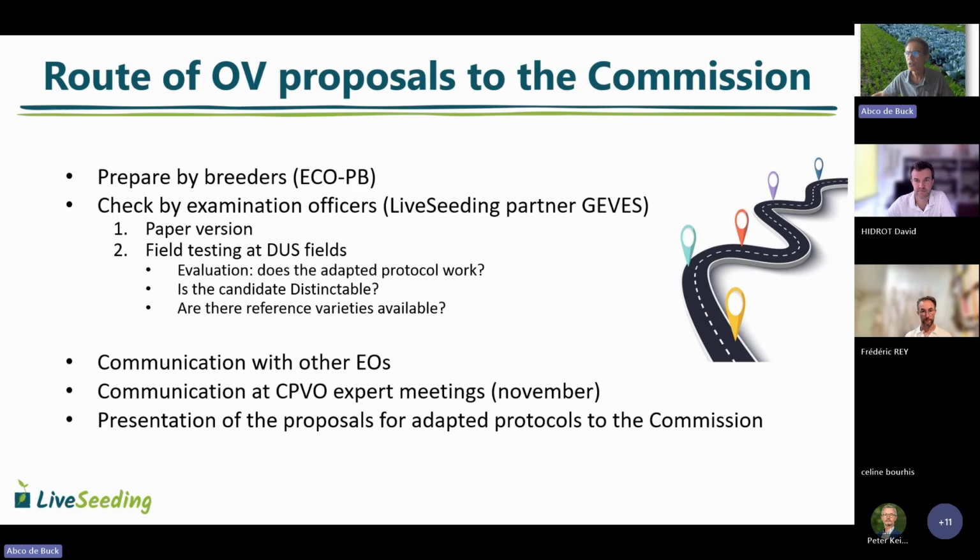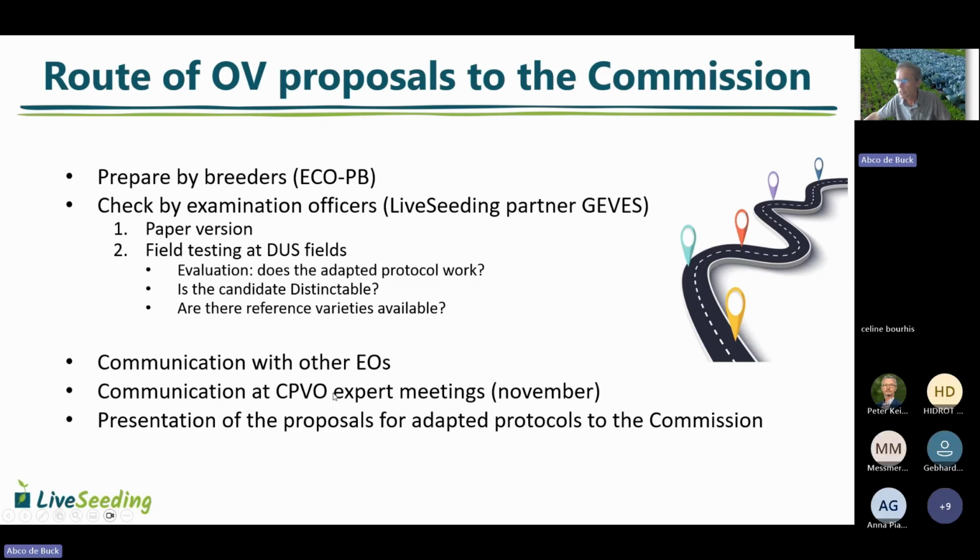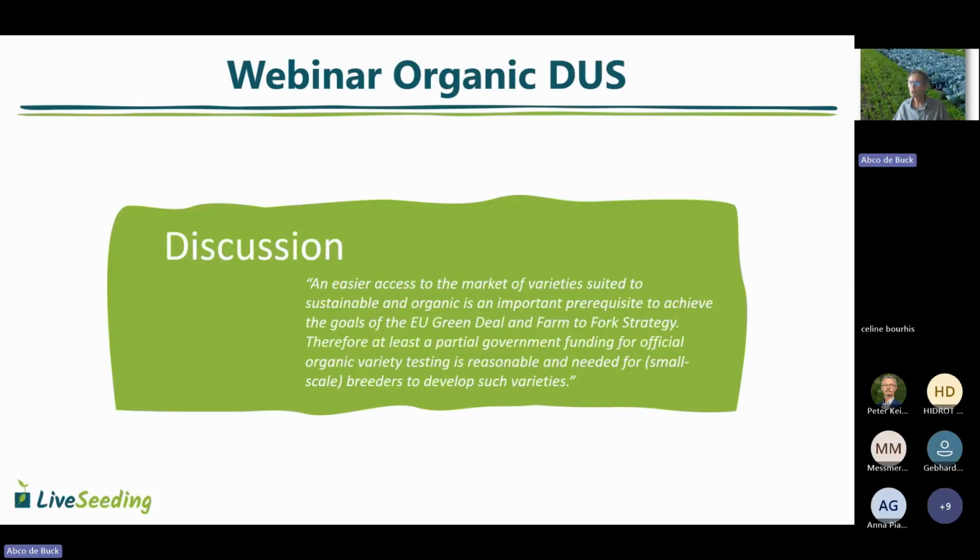So my screen is still shared. I will continue with the communication to the other examination offices that are not part of LIVESEED, but are important for the specific crop species. It should also be communicated at a higher CPVO level. The expert meetings in November on the technical committees are suitable for that. And ultimately, when it has been discussed with the authorities and the breeders, it should go forward as a proposal for an adapted protocol to the Commission, which is also asked by the Commission to do so.